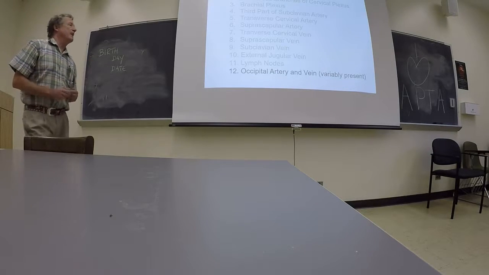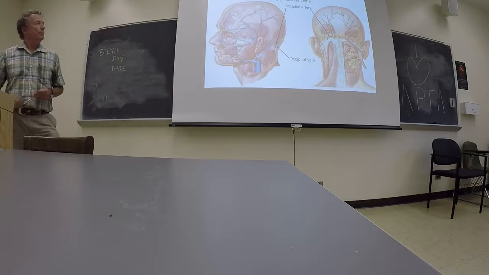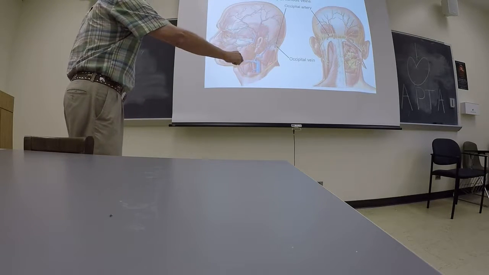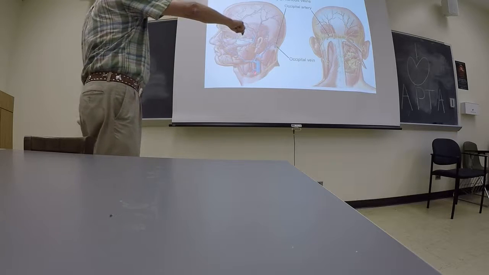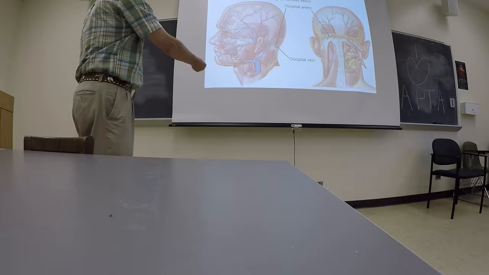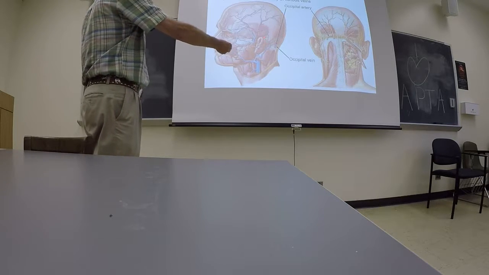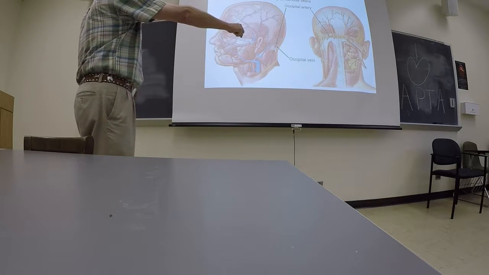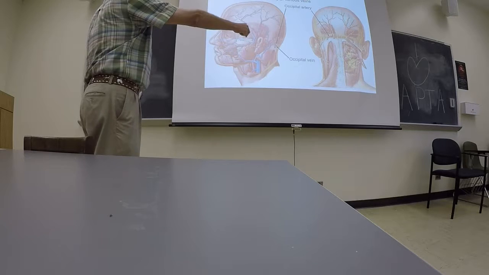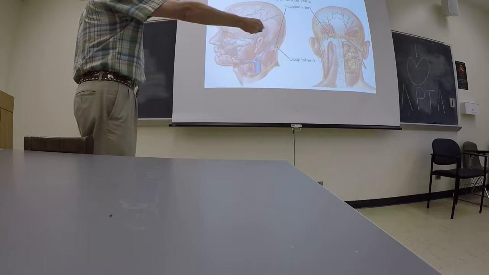Occipital artery and vein. Okay, as it says, variably present. In a couple of days, we're going to dissect the arterial supply going to the head and through the neck. One of the arteries heads posteriorly and goes to the occipital region, back here where sternocleidomastoid inserts on the mastoid process. There's a little artery known as the occipital artery. It's going to the back of the head, to the occipital region.